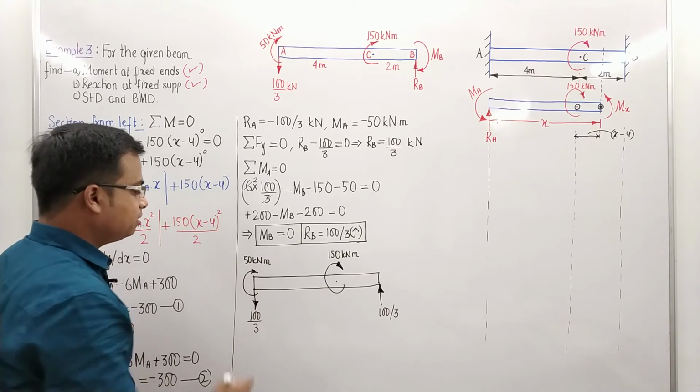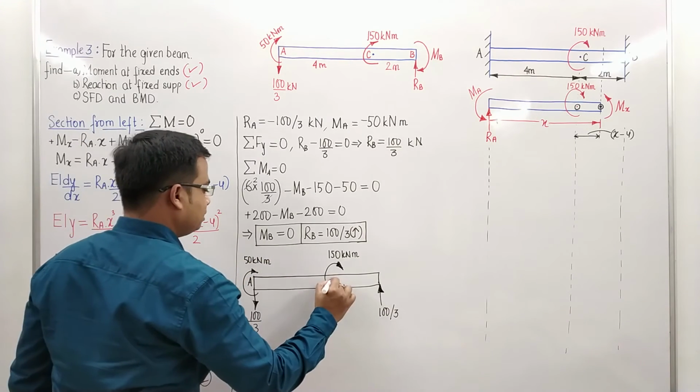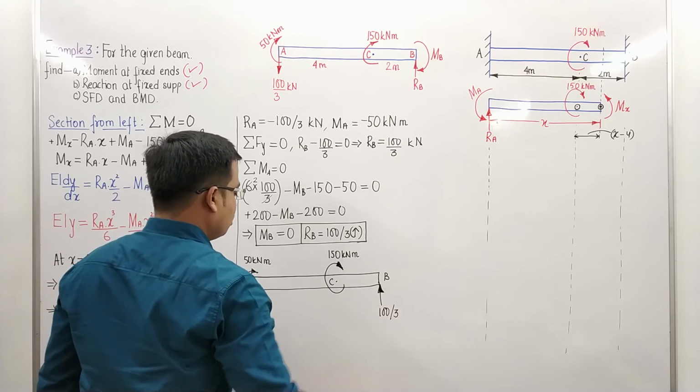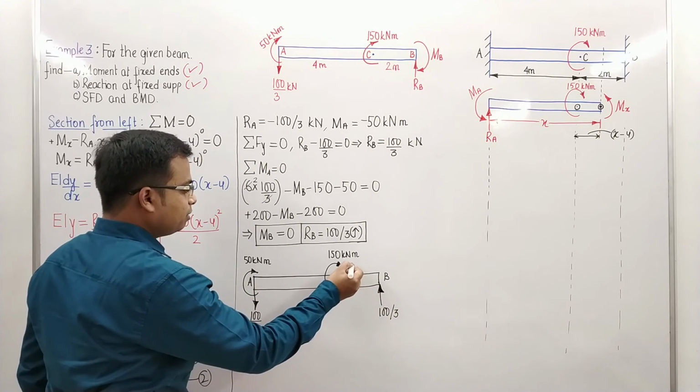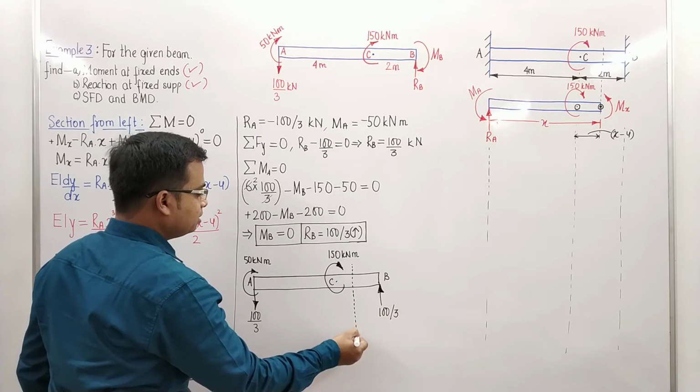Just try to understand this. This is going to be point A, this is point C, and this rather is point B. What we'll try to do is we'll first take the section between these 2 points. We are taking the section from the right.